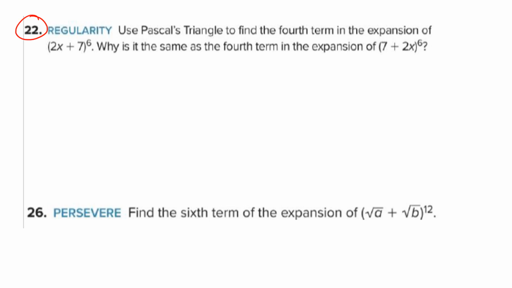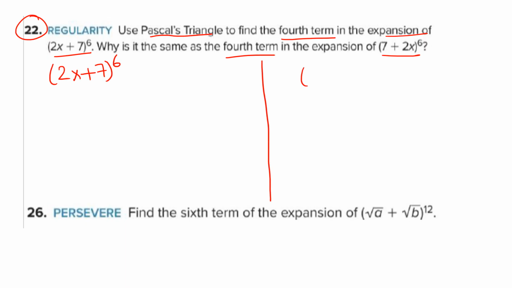So we have to use Pascal's triangle to find the fourth term in the expansion of this, and after you find the fourth term you have to give the reason why the answer is the same as the fourth term of this one. So let's break the answer into two parts. So (2x + 7)^6 is first and (7 + 2x)^6 is second.